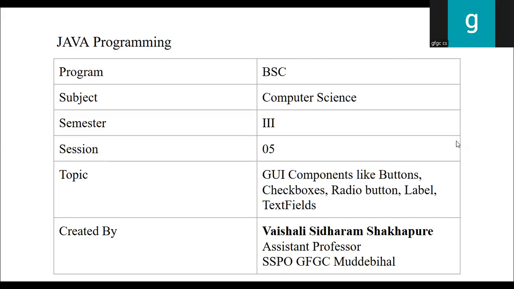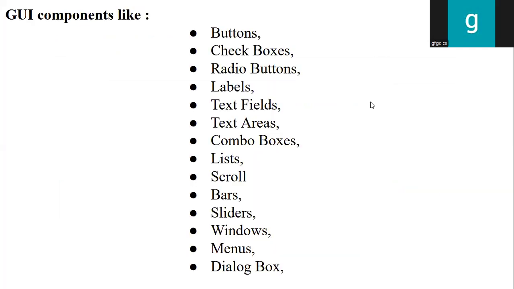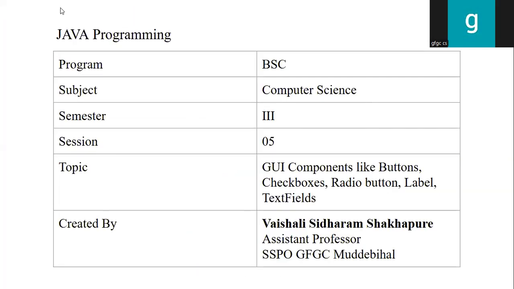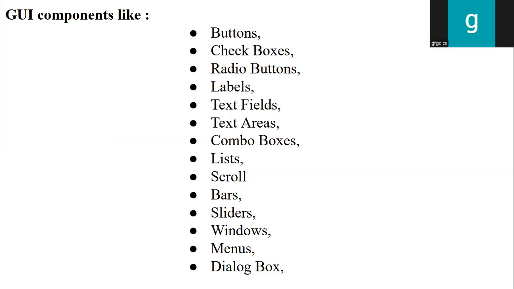Now I am going to explain session number 5. The topic for this particular session is GUI components like button, checkboxes, radio button, labels and text fields. There are various GUI components. Here in our syllabus, whatever they have mentioned, I have listed over here. First one is a button, checkboxes, radio button, labels, text field, text area, combo boxes, list, scroll bars, sliders, windows, menu, and dialog boxes.